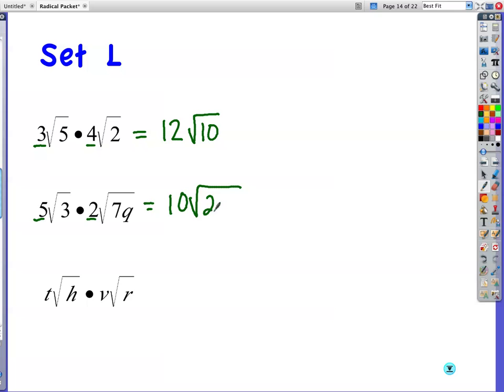Underneath the radical, I have a 21q. Okay, 21 doesn't break down, neither does q. No sense in splitting, just leave it the way it is. And then finally, t and v, so I have tv square root hr.